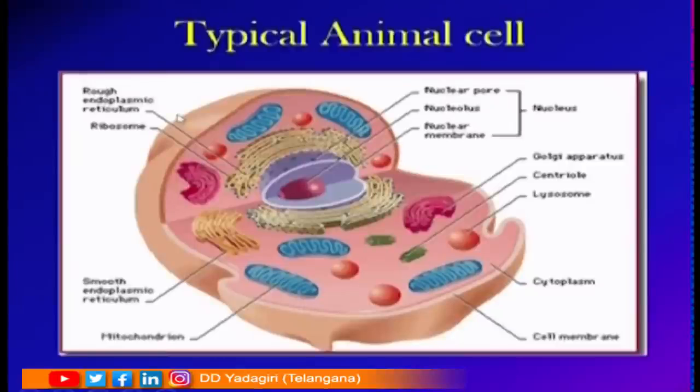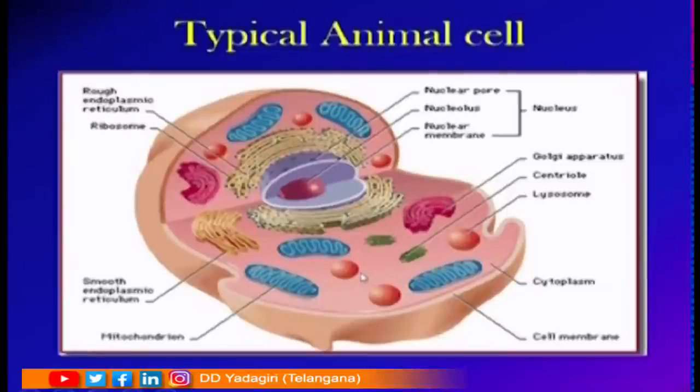The cell membrane is the outermost layer of the animal cell. It is also a selectively permeable membrane. Within the cell you can see mitochondria. They are called the powerhouse of the cell. We can see Golgi complexes here. We can see lysosomes here and centrioles are present.